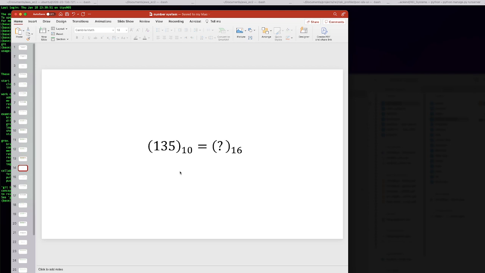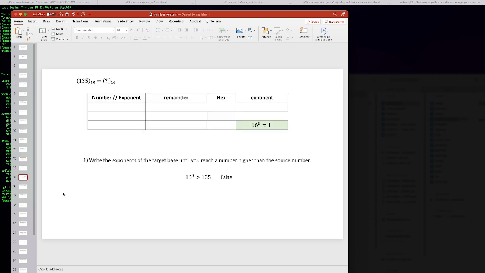So let's see another example. What is the equivalent of 135 into hexadecimal system? So we do the same thing. We draw this table, but instead of octal here, we use the hexadecimal.